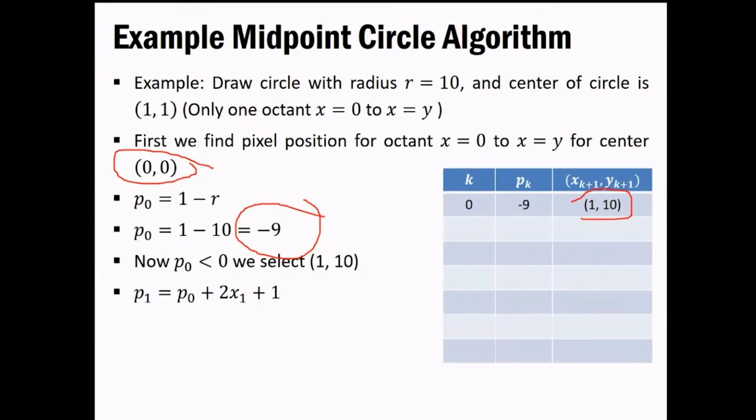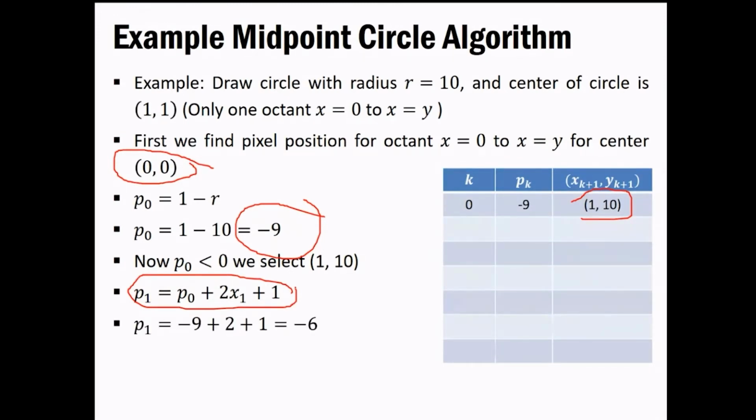Okay, so based on that what we get is one new decision parameter over here, that is p1 equal to p0 plus 2 x1 plus 1. Now you simply have to put the values in this equation and try to get the new decision parameter value. So start doing it in your notebook also, so that you get an idea. It needs to be very transparent. So p0 plus 2x1 plus 1.